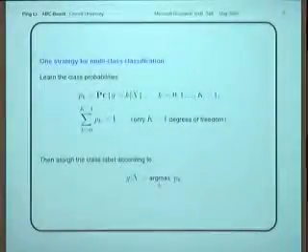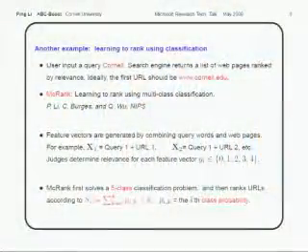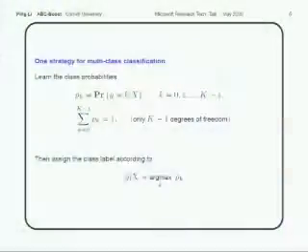A simple rule: once you learn the class probabilities p_k, you just use the class that has the maximum class probability as the class label. That's a very simple rule. As we said, in many applications, the class probability is more important than the class label. Not in every application, but at least in some important applications, we care about class probabilities. Again, this is just one of the many successful strategies for multi-class classification.